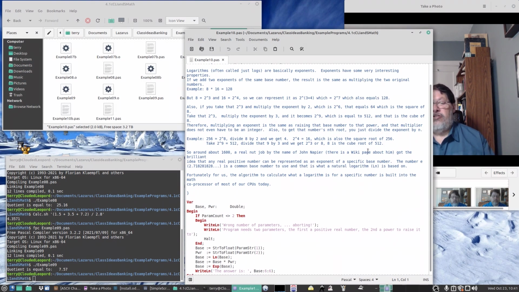So around 1600, a real nut job by the name of John Napier, you can find a wiki page about him, got the brilliant idea that any real positive number can be represented as an exponent of a specific base number. In computer science, we use E as the base, and it's a funky, irrational number, and humans aren't comfortable with it, but it becomes sort of a black box. People like to use base 10 logarithms, everybody but mathematicians, and mathematicians got their way when computer science developed.